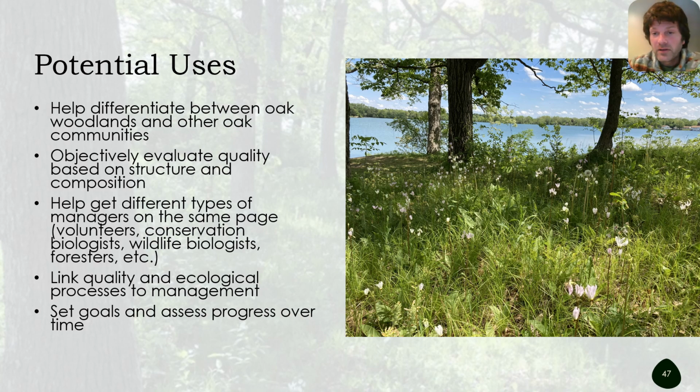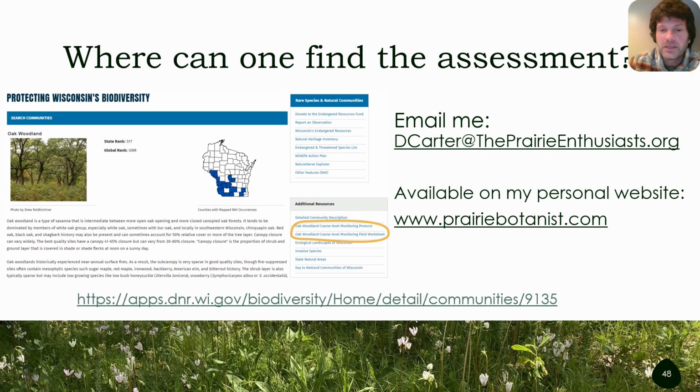We hope it helps different sorts of stakeholders get on the same page about different structural elements and how to communicate about oak woodlands. And we hope it helps people link quality and ecological processes to management, helps them set goals and assess progress over time. I use these not to necessarily guide what goals are in management plans, but how those goals are going to be tracked, and maybe what a long-term goal might be and what a subordinate goal might be.